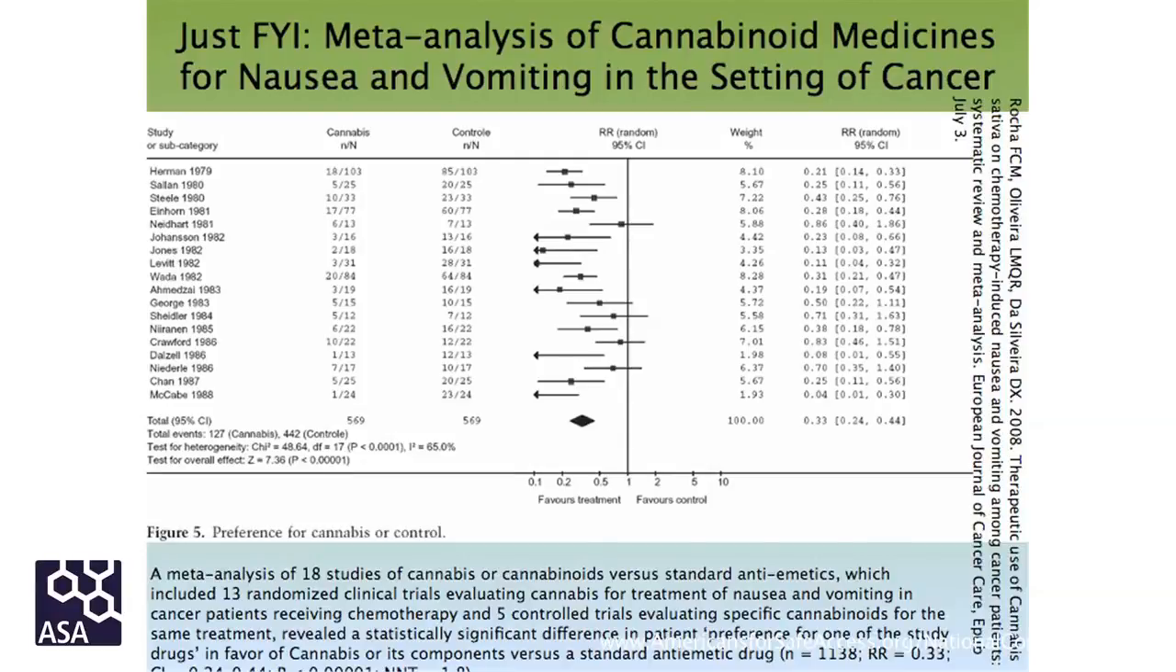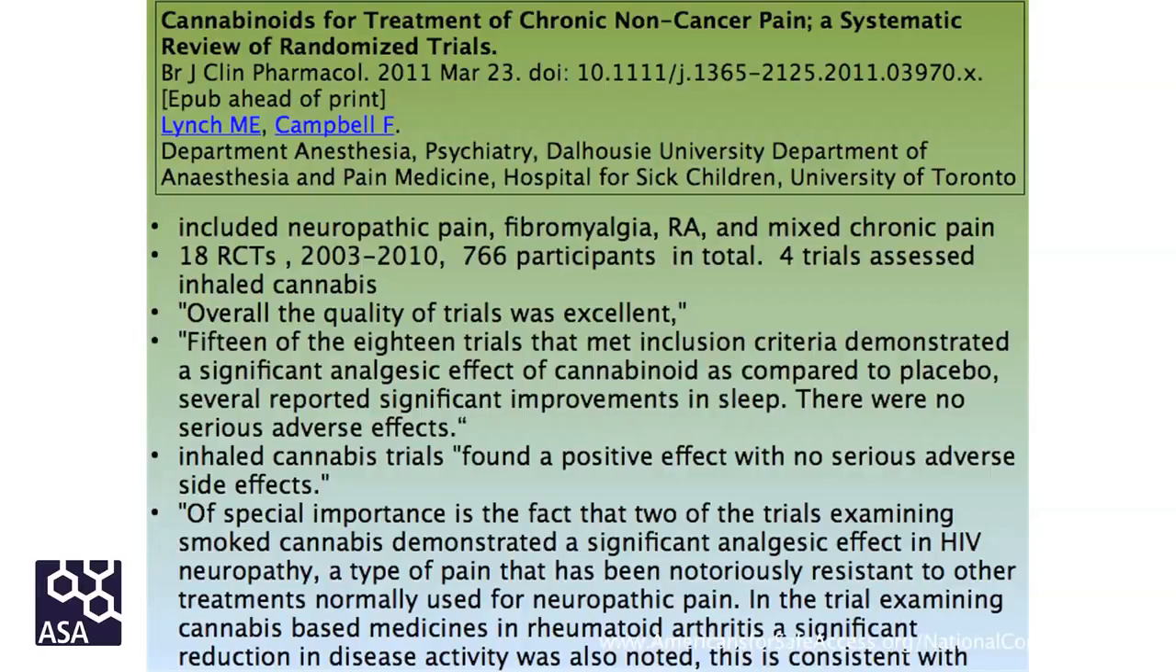This is 18 studies of cannabis and cannabinoids that were reviewed. For the rest of this talk, I'm just showing how you do a history of medical cannabis research without saying, hey, these review articles showed, these hundreds of trials showed this benefit. This review article had 18 randomized controlled trials for pain with 766 participants in total. Four of the trials were inhaled cannabis. The other ones involved cannabinoids and cannabis extractions. But all of the high-quality trials and the inhaled cannabis trials found a positive effect with no serious adverse effects, these authors wrote. They're from Canada.